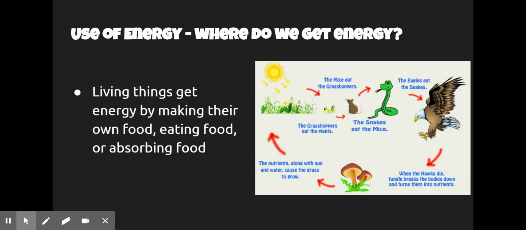So we get energy by either plants making their own food or eating food. So all energy does start with the sun, and then we get our energy as we eat the things or make our own energy. Okay? So we will talk more about this later on in the year, but just to understand that energy primarily comes from the sun. But in order to get that energy into our bodies, we need to eat, or in the case of plants, make our own food.